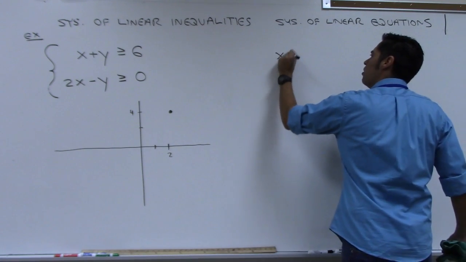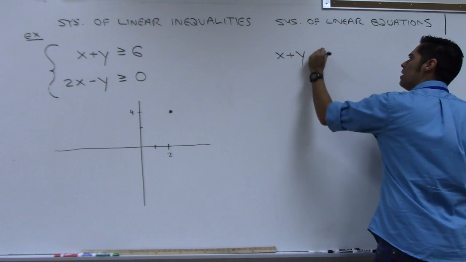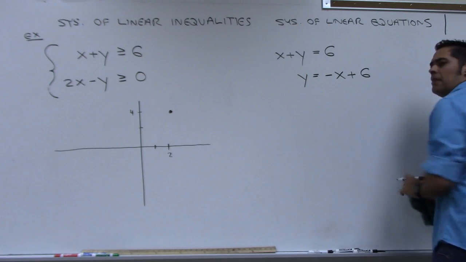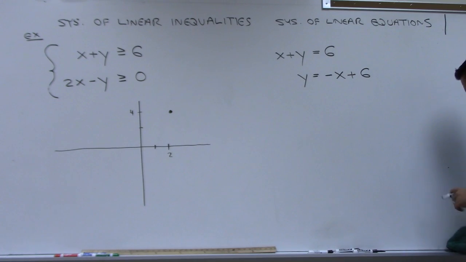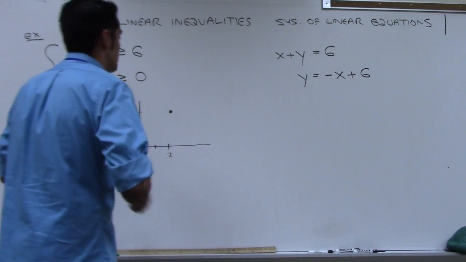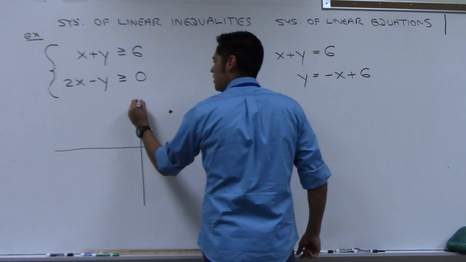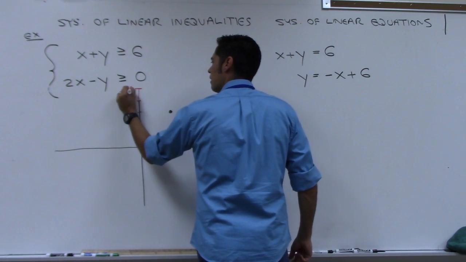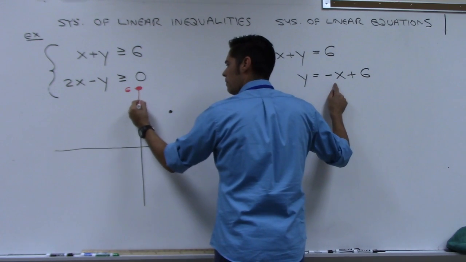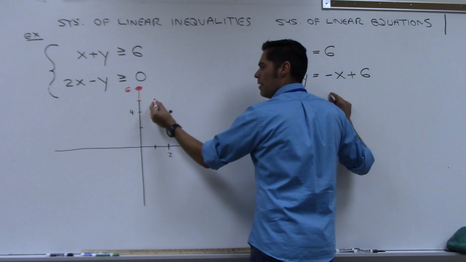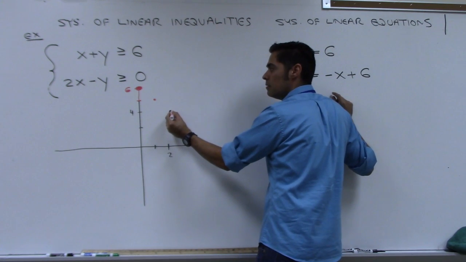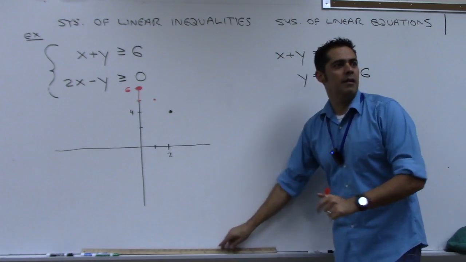I take x plus y, I convert it to an equal, I solve for y, and I get that. Going to my graph, I go up 6 on the y-axis, put a dot, and then from there I go down 1 over 1, and then down 1 over 1 again. And good thing I hit that point when I did that. That better happen or something's wrong, right?